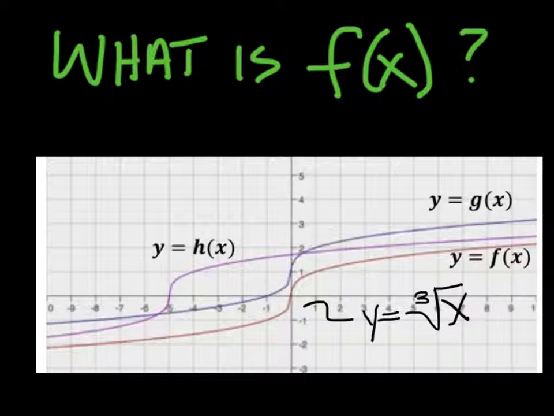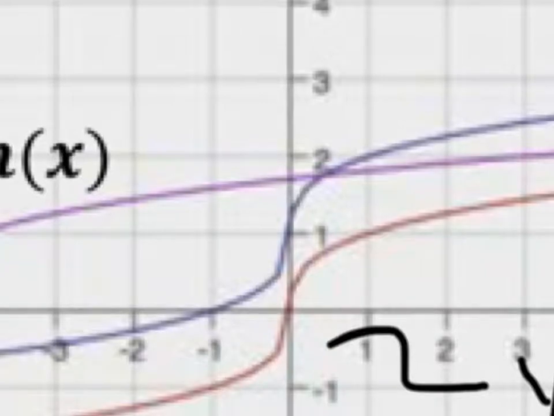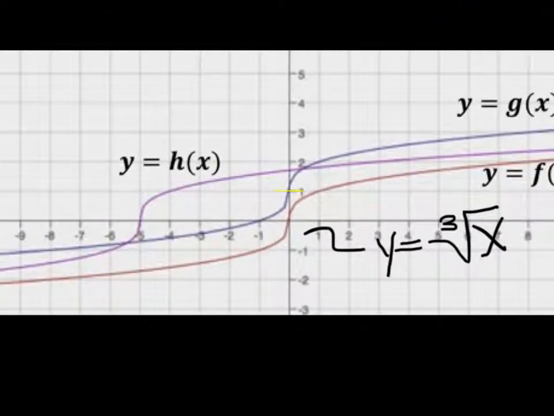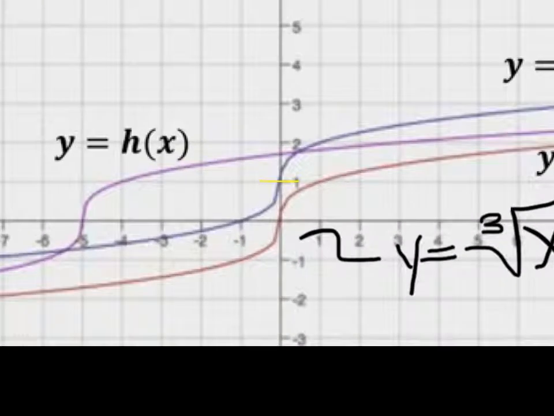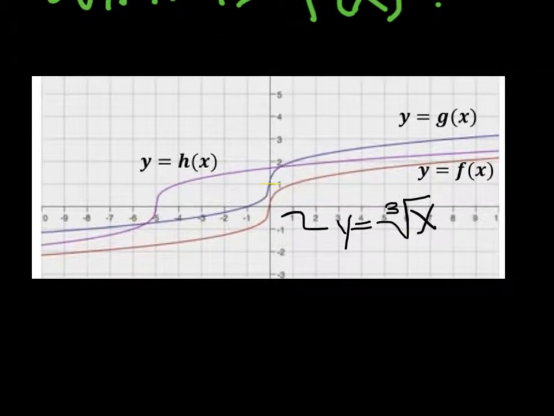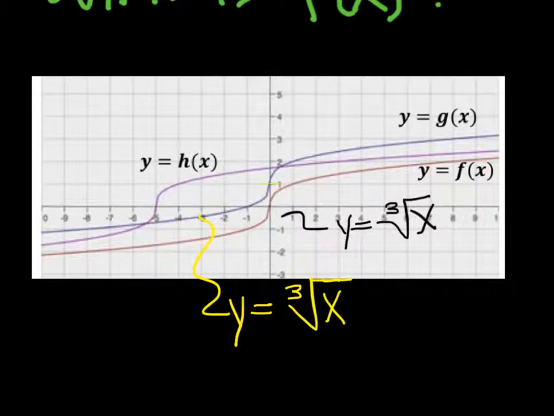Okay. What has happened to the cube root of x in order to get to this place right here? How has it moved? Up one. It has moved up 1. So what would the graph of that one be? Y equals x cubed plus 1. Y equals, not x cubed, the cube root of x, plus 1.